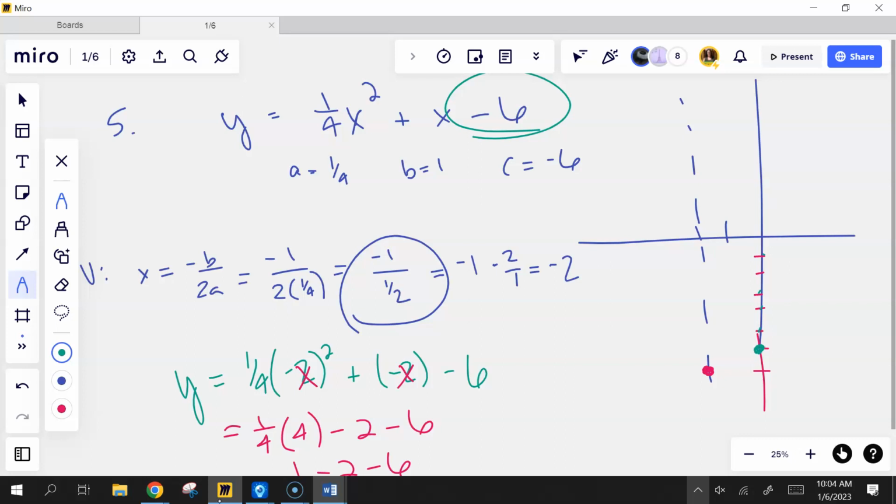The only time you can't use the y-intercept is when the vertex is the y-intercept. Then you can't use the easy point as the y-intercept. But in this case, 9 times out of 10, you can. And now I just reflect 1, 2, 1, 2, and connect.